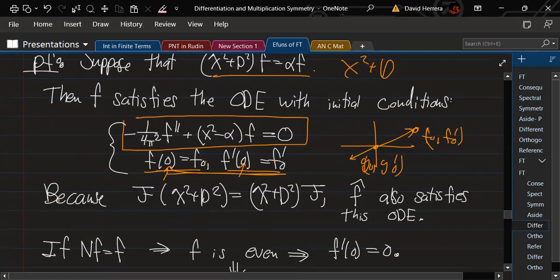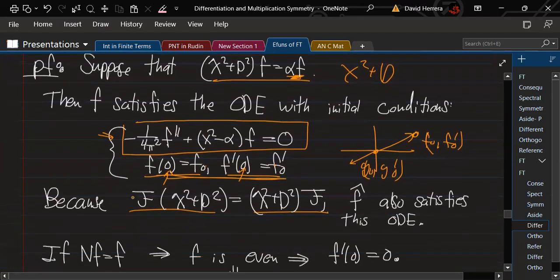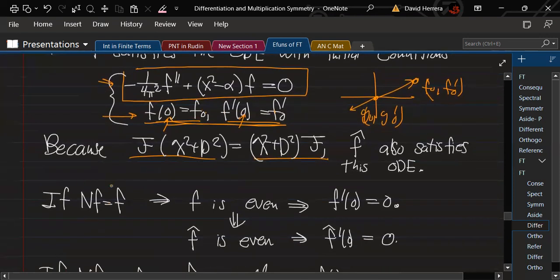Anyway, so let's see. We know that this is true. If f satisfies this equation, that's the same thing as having this eigenvalue for this operator, then the Fourier transform will also satisfy the same equation, which is the same thing as satisfying the same ODE. But that doesn't mean they're multiples of each other, because you need the initial conditions to match up in some way to be multiples of each other.